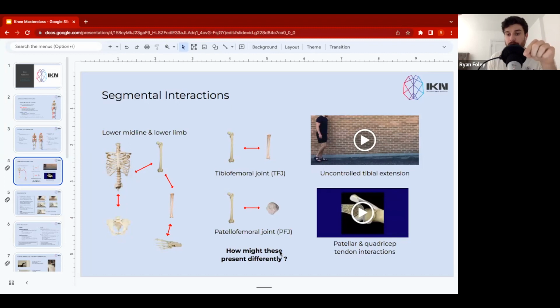So in this next video here on the right-hand side, we're going to give you an insight into this uncontrolled tibial extension. And I do have to state that what you're going to see in this video here is a very exaggerated example of uncontrolled tibial extension. You're often not going to see this in your clients, but I think it gives us a nice representation of what we're actually looking for.